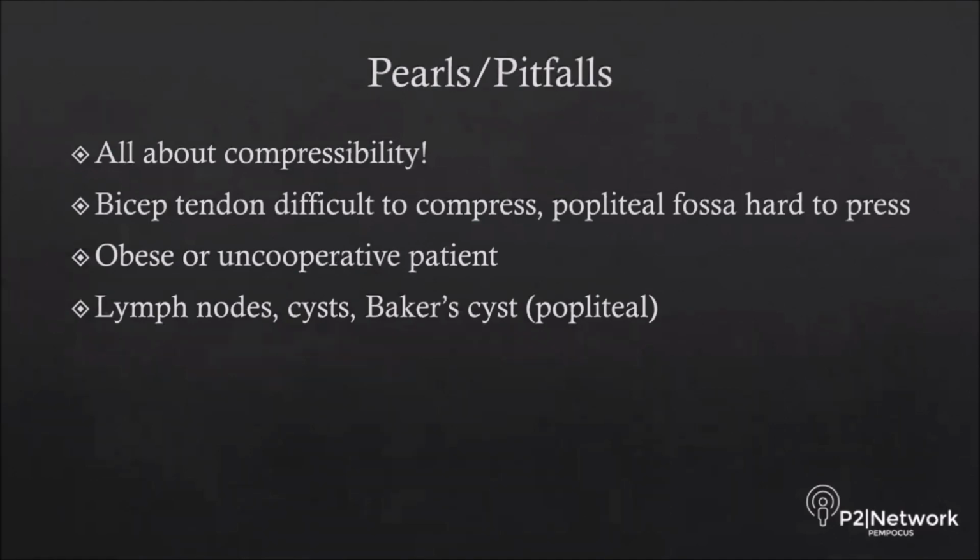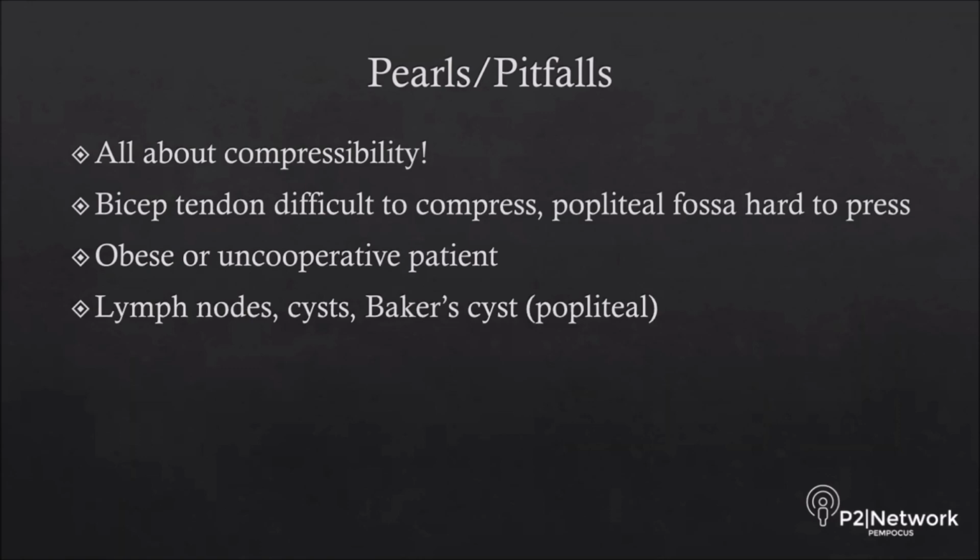So here are some pearls and pitfalls. It's really all about compressibility. Sometimes you may have a DVT in the upper extremities, and the bicep tendon area may be difficult to compress, as well as the popliteal fossa. That area may also be hard to compress. If you have an obese or uncooperative patient, that may also be a challenge.